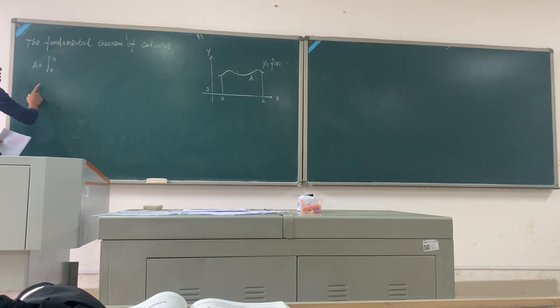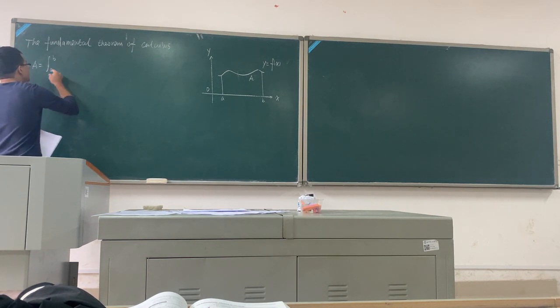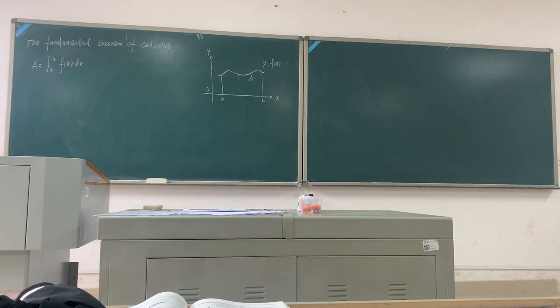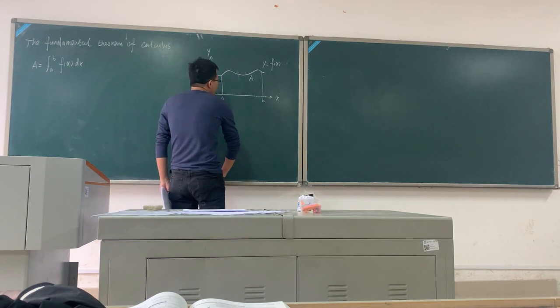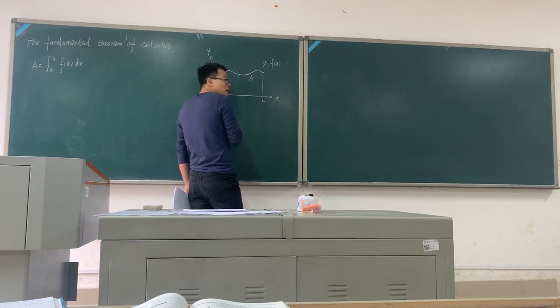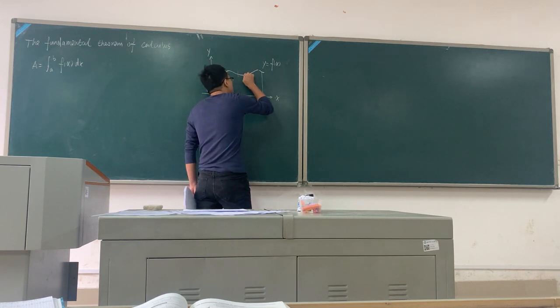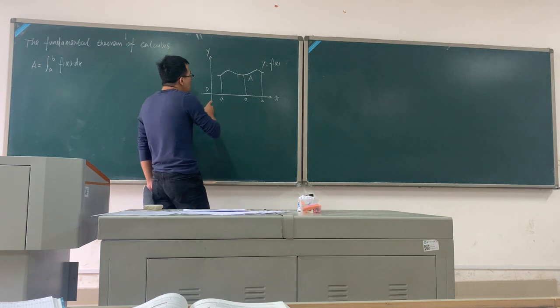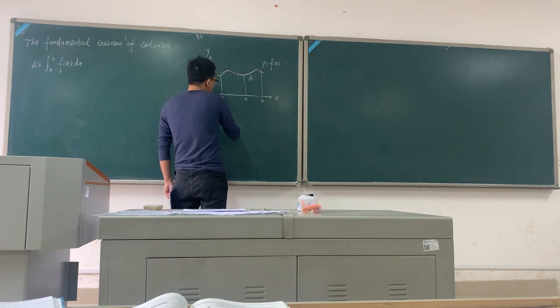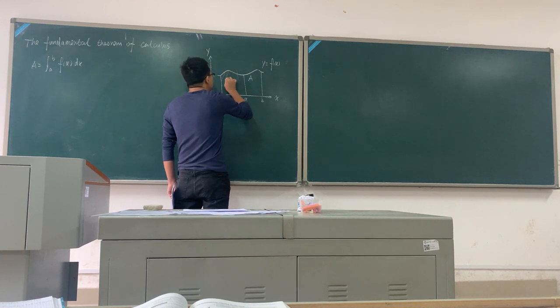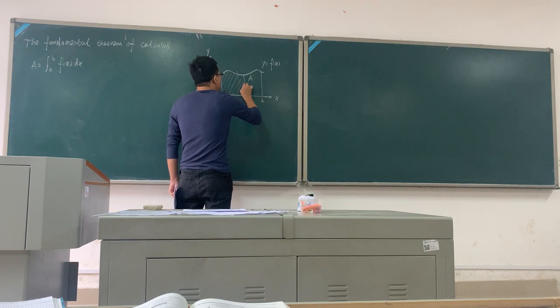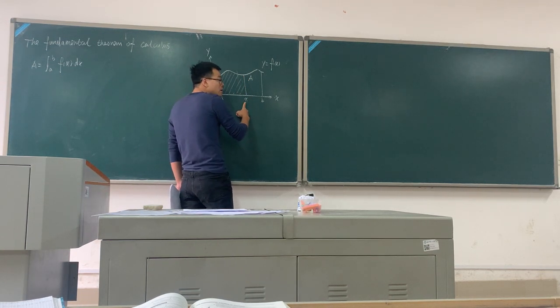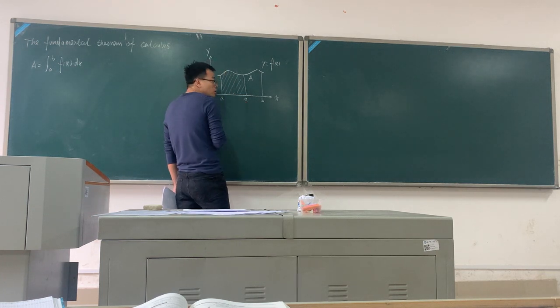A is the definite integral of f(x) from a to b. Now we introduce the antiderivative. If we choose x between a and b, we denote the area under the curve y equal to f(x) from a to x. This area depends on the right endpoint x, so we denote it by A(x).